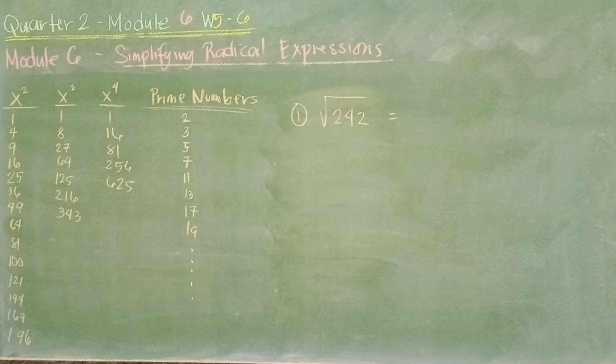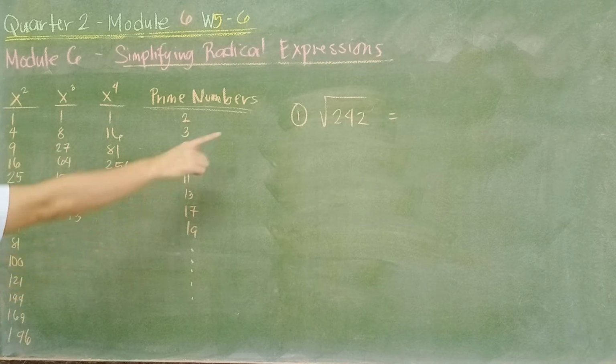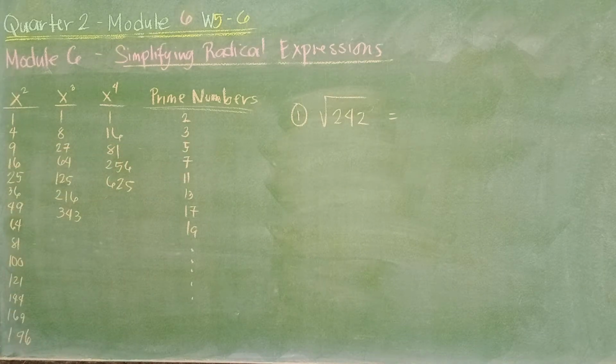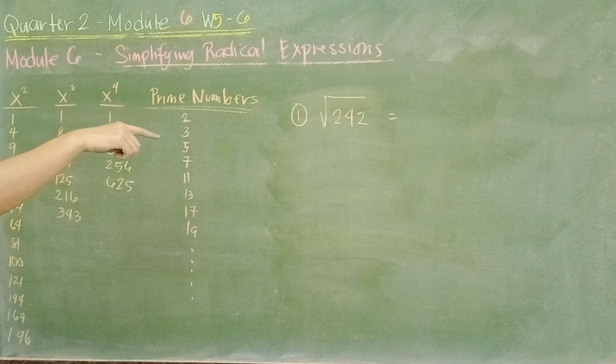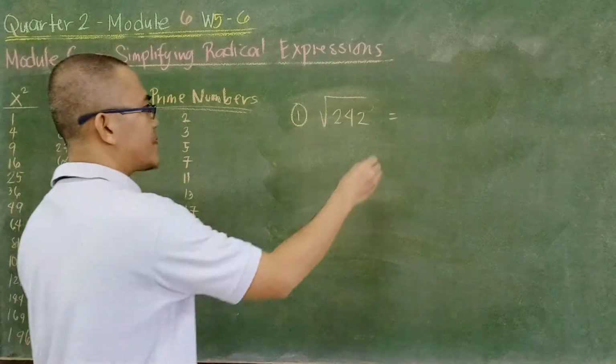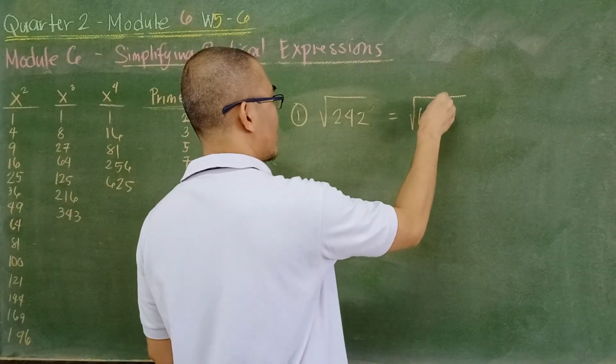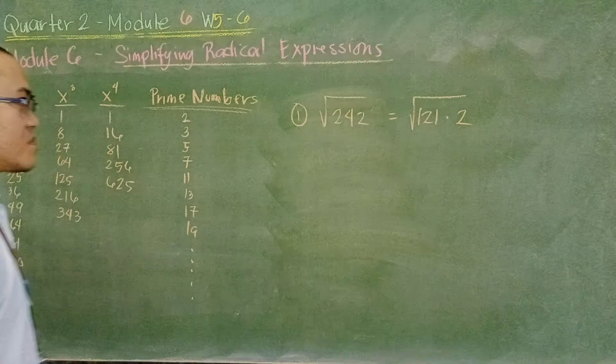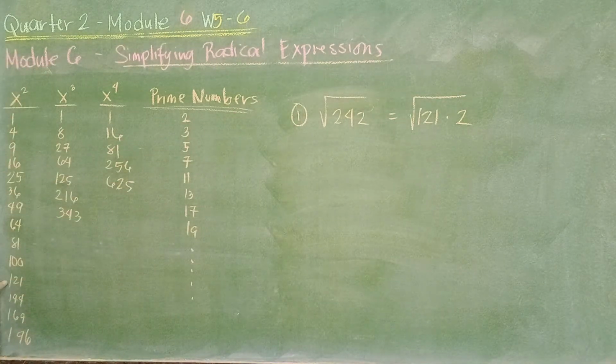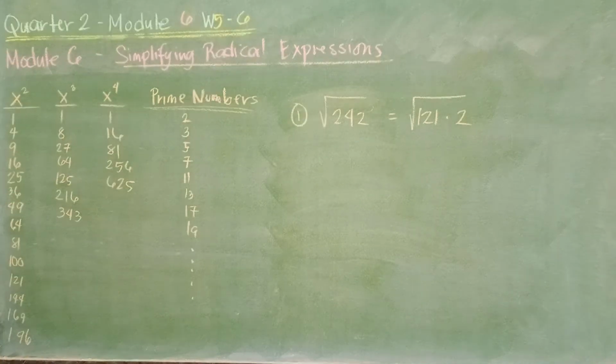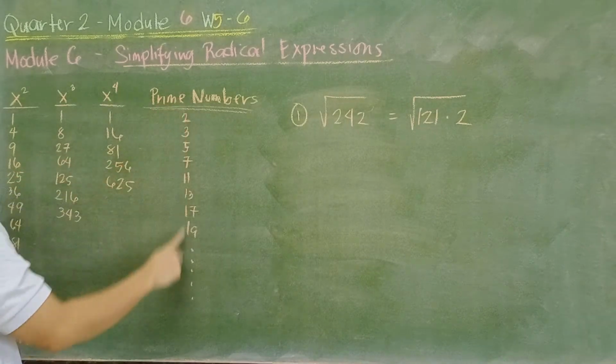So, paano ko pa isisimplify yung 242? Hindi naman siya perfect square. So, ang gagawin ko, hahanap ako dito sa prime numbers tsaka mga perfect square na ipag-multiply ko para makuha yung 242. So, in this case, yung numbers na gagamitin kong factors para sa 242 are 121 times 2. Yung 121 nakuha ko dito sa perfect square, nandito siya. And then yung 2 nakuha ko dito sa prime numbers, nandito siya.